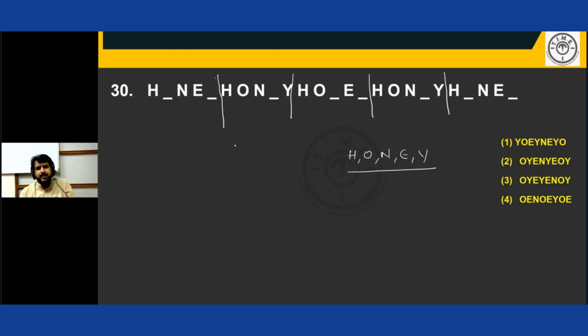So let's identify the missing letters. This is one new model they are giving: a meaningful word, H, O, N, E, Y, repeated. So what are the missing ones? O, Y, E, N, Y, E, O, Y. It is available in which option? Second option. So not only ABC patterns, they are also giving a meaningful word with missing letters. Once you get the idea of that meaningful word, answering this question will be very easy.